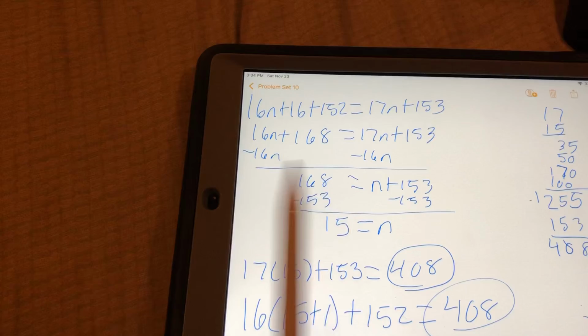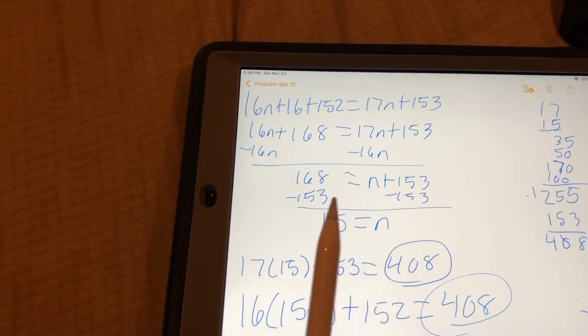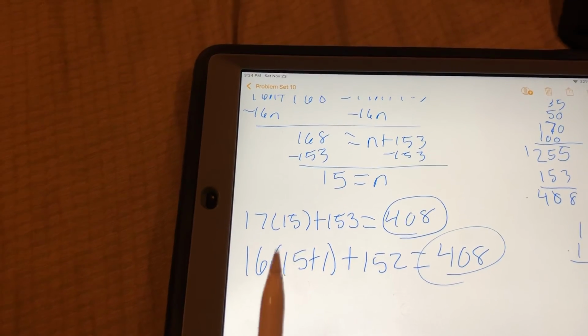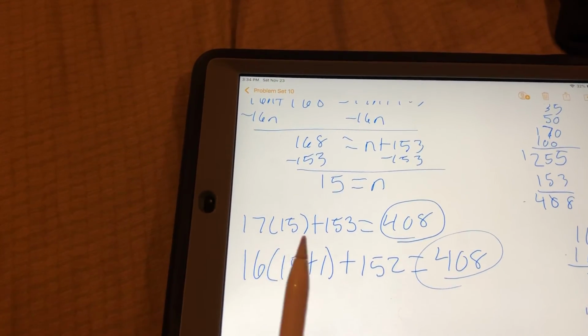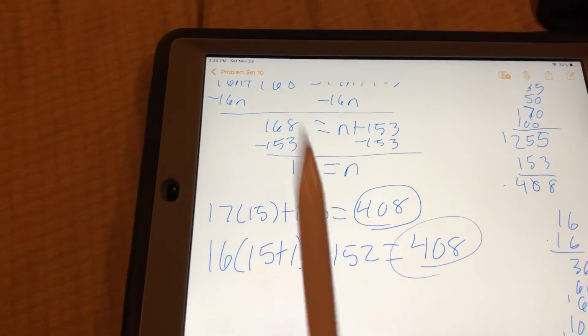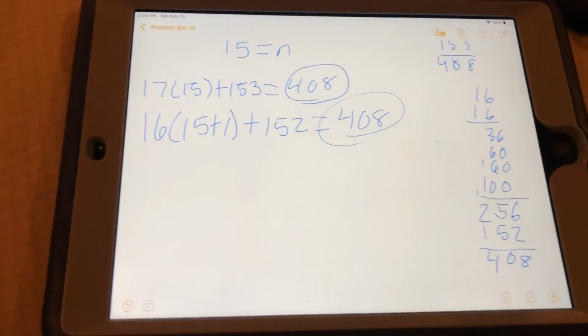Just basic algebra, subtract, and n is going to equal 15. I plugged 15 back into both, though you only really have to plug it into one. 17 times 15, which I did off to the side, you get 408, and that was just to show you that they're both 408. So yeah, that's it.